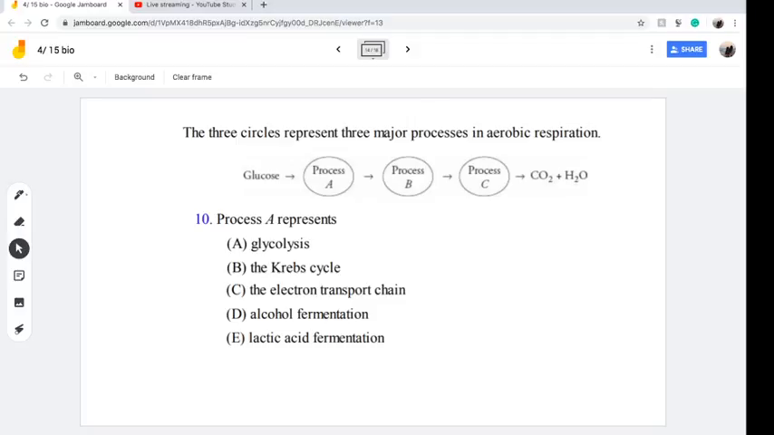As we said before, glycolysis means breaking down sugar, and we can see that we have glucose. In order for that to go into the process of the citric acid cycle, Krebs cycle, and so on, it has to be broken down into pyruvic acids. So the answer for this question would be A, glycolysis.